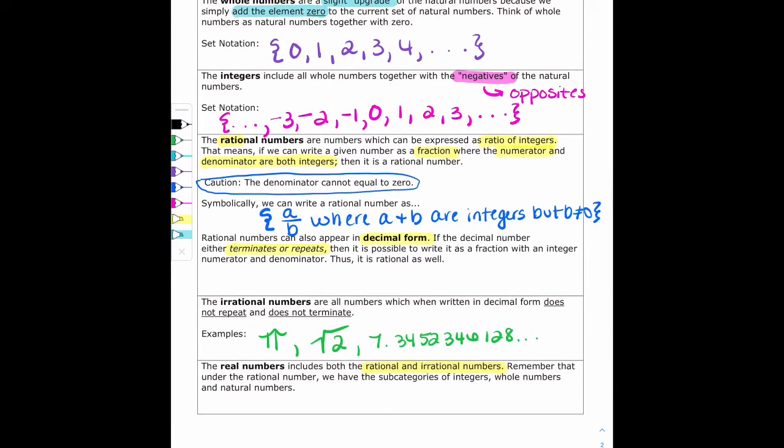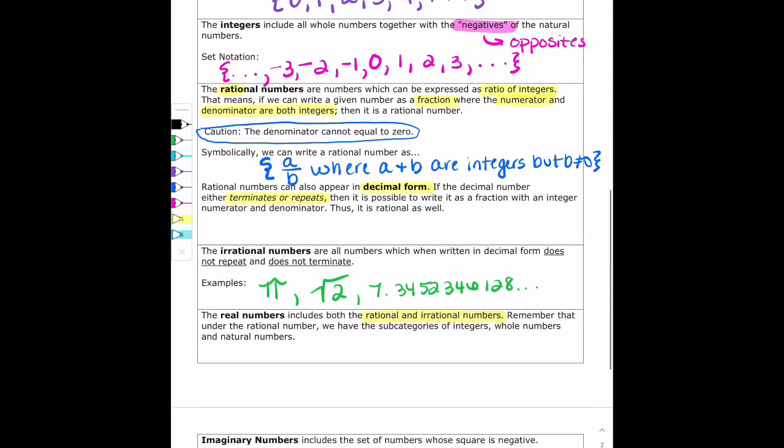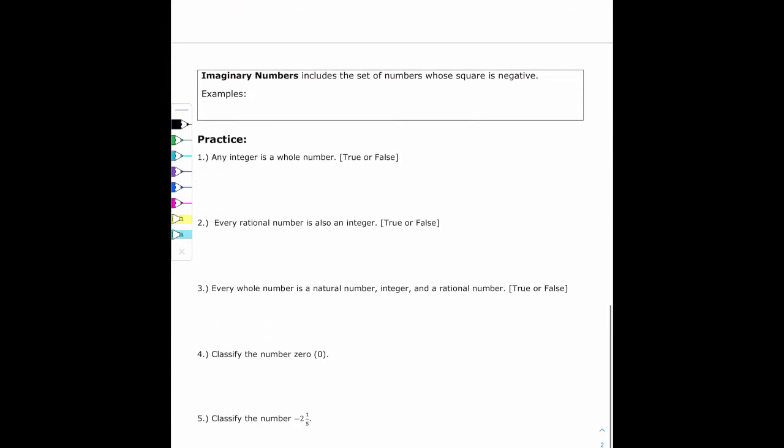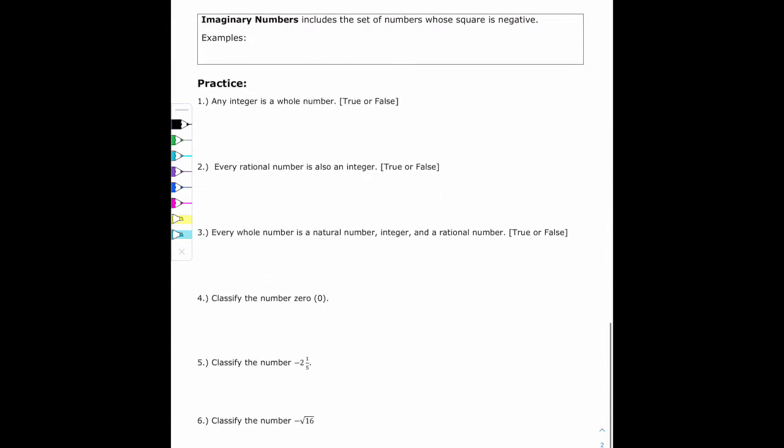And remember that under the rational numbers, we have the subcategories of integers, whole numbers, and natural numbers, as we saw earlier. The last type of number we're going to mention today is one that you will not deal with until you're in high school, but we do want to let you know that it does exist. This is called an imaginary number, and that includes the set of numbers whose square is negative. So for example, we would have the square root of negative 100.